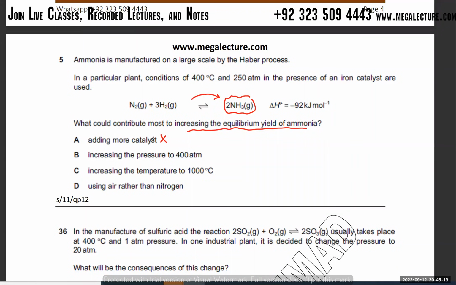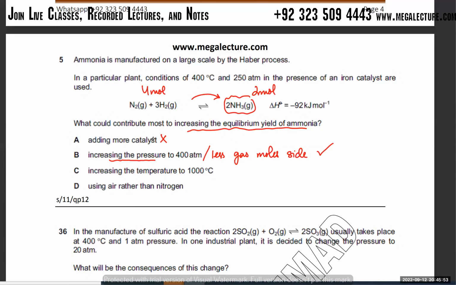What about increasing the pressure? If you increase pressure, what will happen? Less gas or more gas side? It will shift to the side with fewer gas molecules, so less gas, so it will shift to the ammonia. Yes. So that means you have 2 moles of gas on one side, and the other side has 4 moles of gas. So it's going to shift in the forward direction, and that will increase the amount of ammonia, right? So that's correct. Option D is correct.